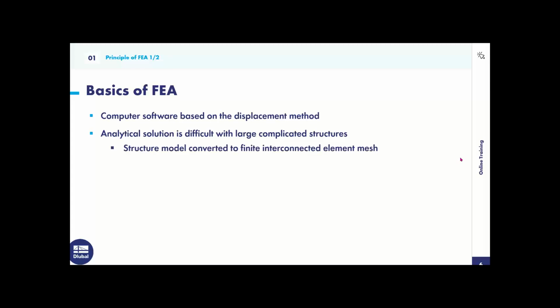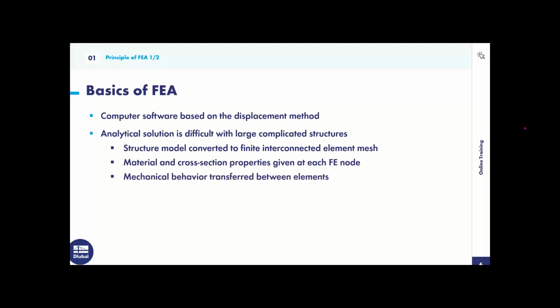The structure within an FEA is converted to a finite interconnected element mesh, and then the material and cross-section properties are given at each finite element node. Once that's done, the mechanical behavior is transferred between these elements. A word I'd like you to remember or walk away with is discretization. This is where the structure is being submeshed into finite elements.